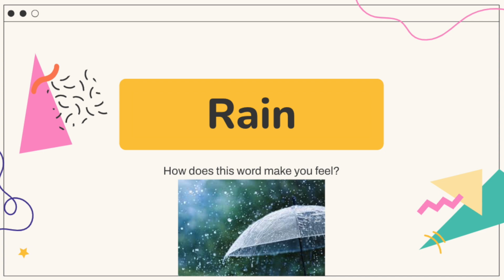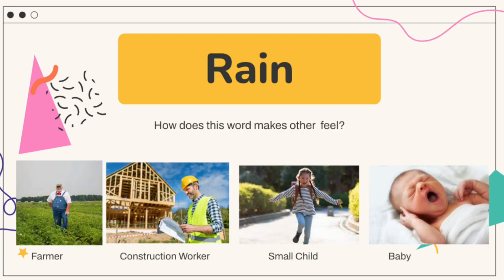People can even feel differently about a singular word. So let's look at the word rain. Can anyone tell me how rain makes you feel? Excited, right? Scared, okay. Anything else? Sad, one more. Happy, all right. Okay, so we're going to look at a couple different people and we will figure out how they feel about it. So the first one is a farmer.